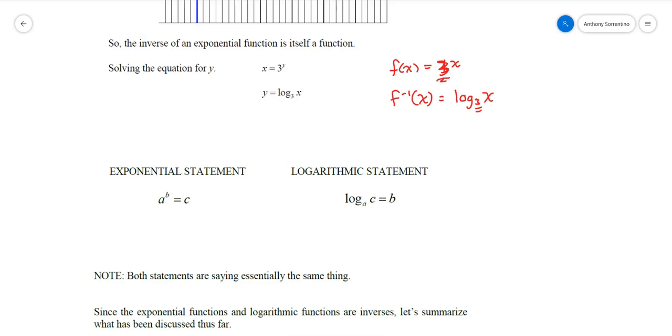We turn it into a logarithmic equation, and vice versa. If I want to solve a logarithmic equation, I turn it into an equivalent exponential equation, and then I should be able to deal with doing the exponent in that case, or vice versa. So these basically say the same thing.